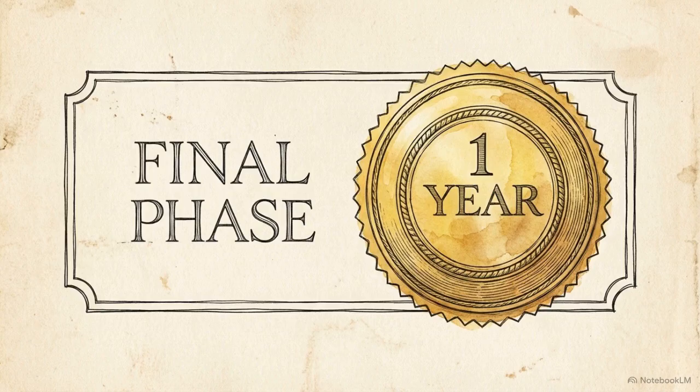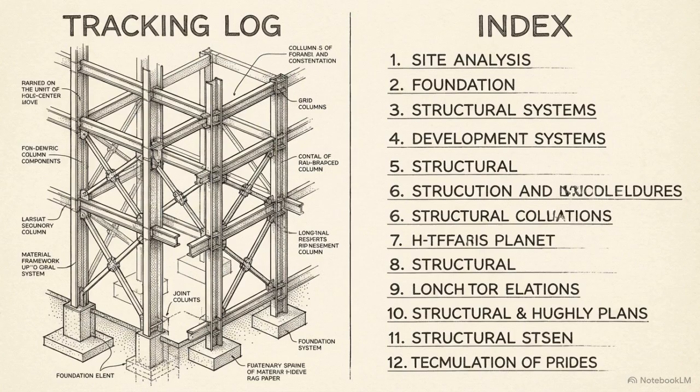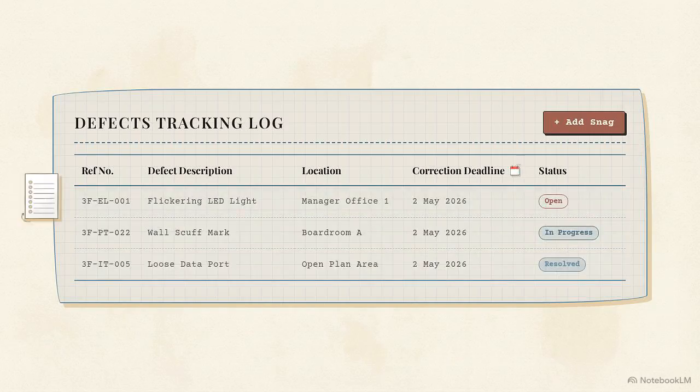Step 6 is defects and handover. The contract stipulates a defect state of 1 year after completion, with a defect correction period of 4 weeks. For your final sequence, copy the defects register and the handover pack table of contents. You need a systematic way to track snags and compile the required closeout documentation.